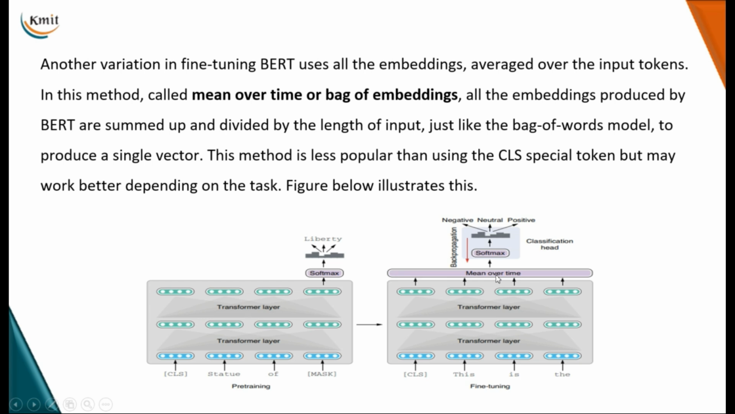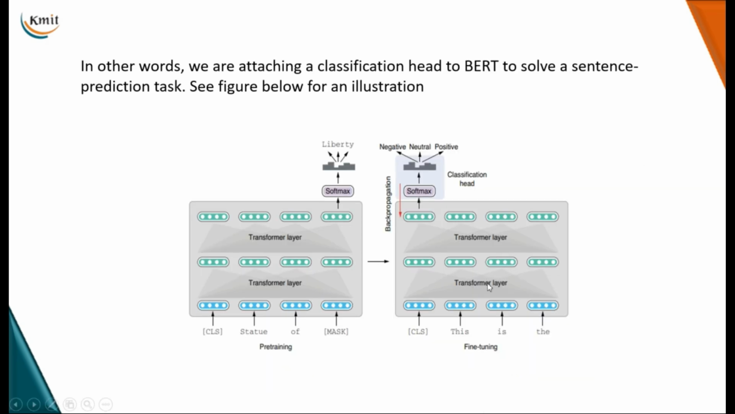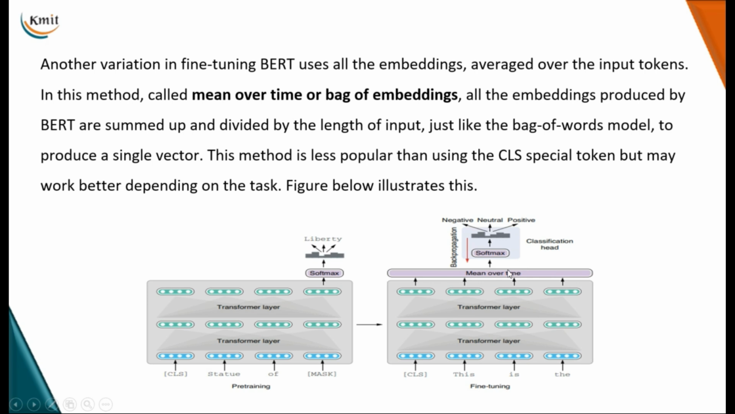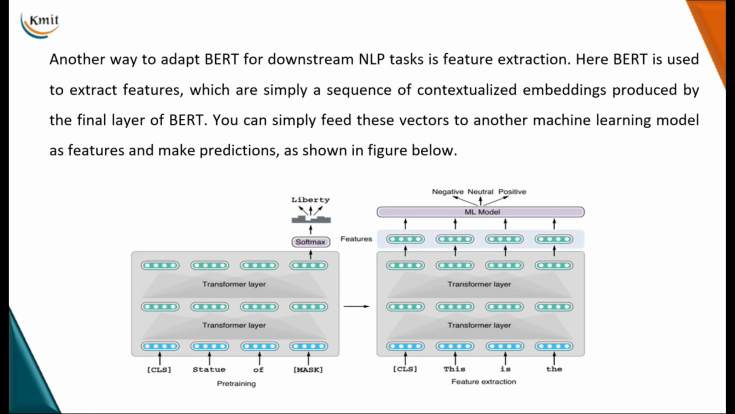Another variation in fine-tuning BERT is using all embeddings, averaged over the input tokens. You can go with mean over time or bag of embeddings, where all the embeddings produced by BERT are summed up and divided by the length of the input, just like the bag of words model, and it can produce the output. You can go for this model by adding a classification head, or you can go for mean over time. So these are two different versions of BERT that you can use.